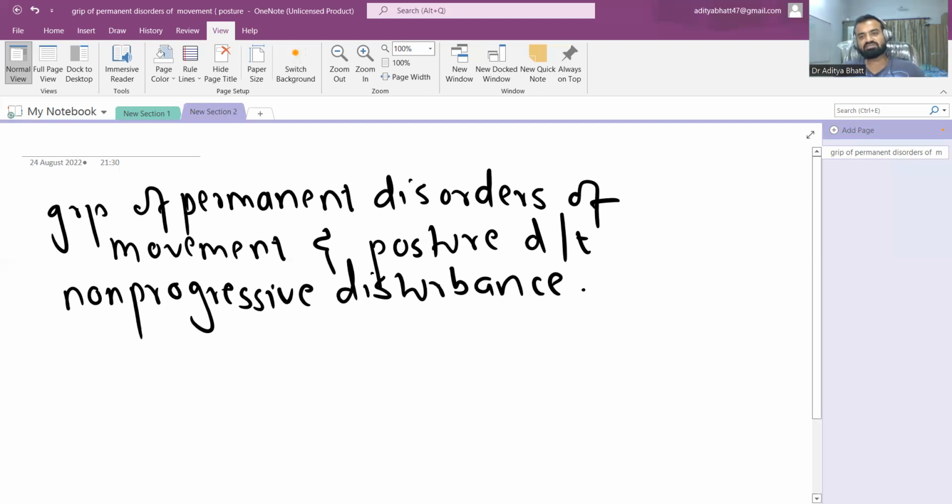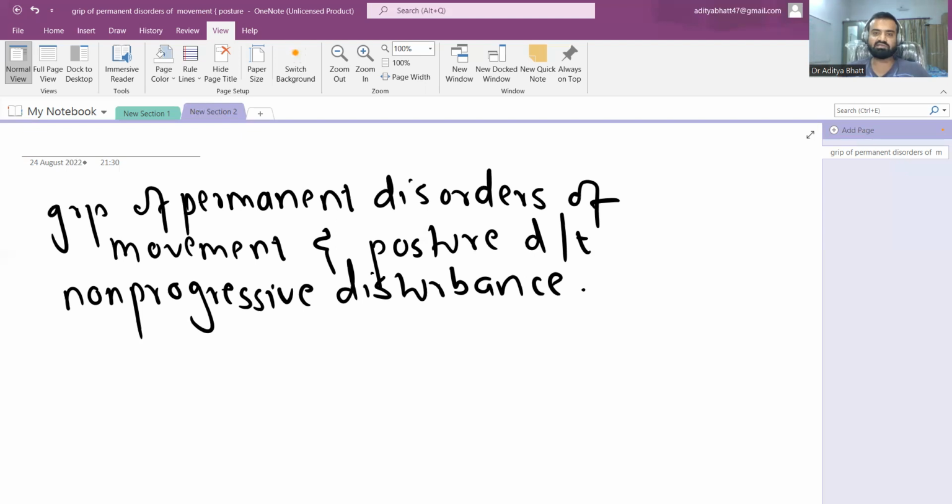So this is a group of permanent disorders, and it is due to a non-progressive disturbance. Usually the insult is static in nature. The insult is either hypoglycemic injury or hypoxic ischemic encephalopathy due to perinatal asphyxia during the neonatal period. So the disturbance that caused this is in the past and it is not continuing.